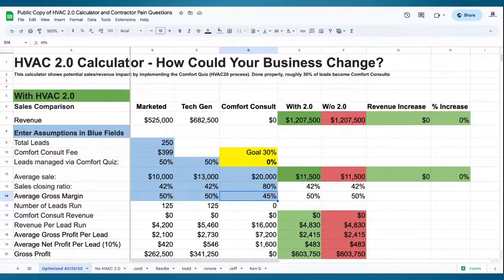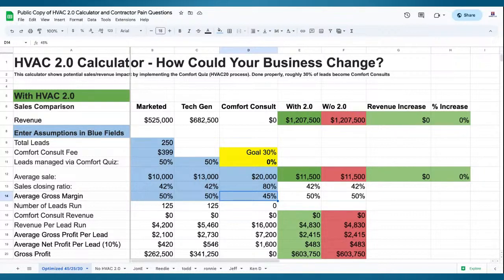The service department turns into your sales department, essentially, because you get to see the systems out there that are breaking down or older, the ones that are getting due for replacement. So typically you have better closing ratios there. And then there's comfort consults, which either marketed or tech gen could go into comfort consults.